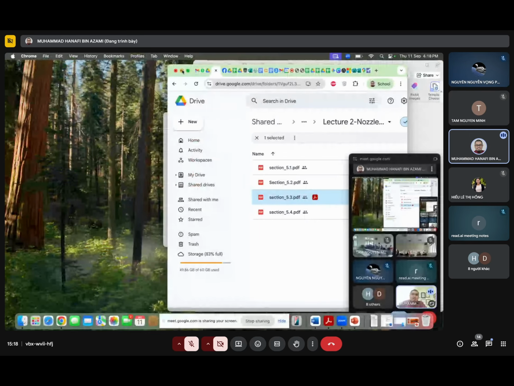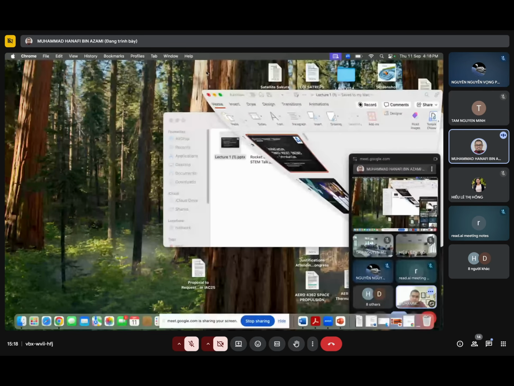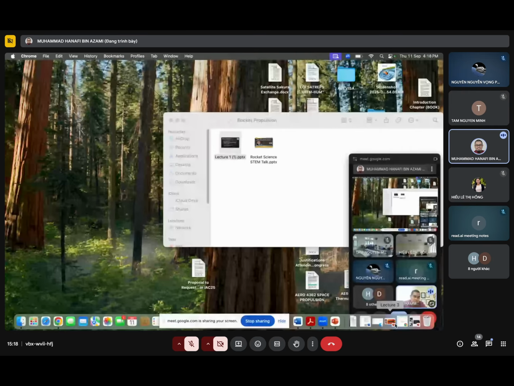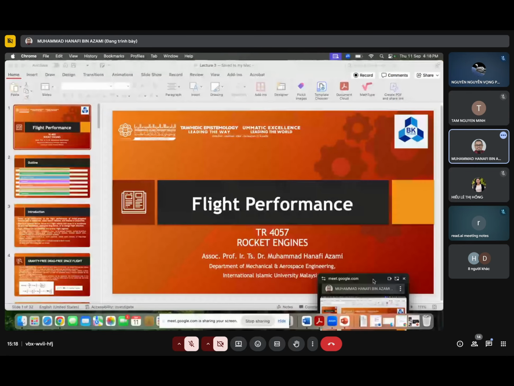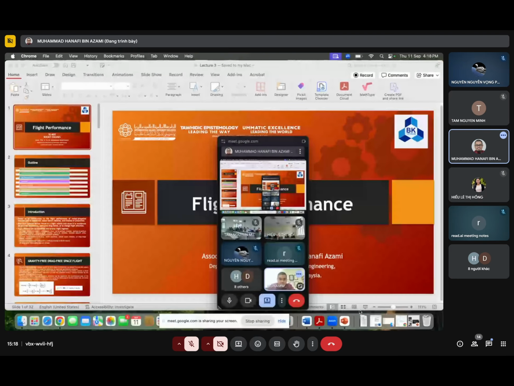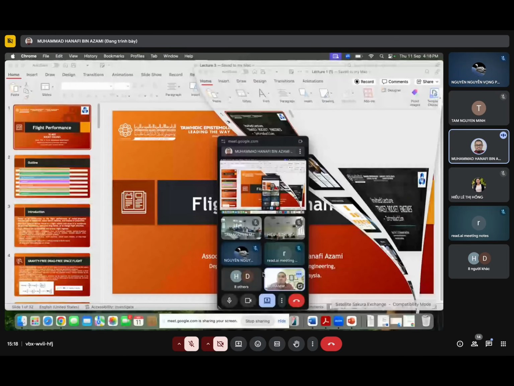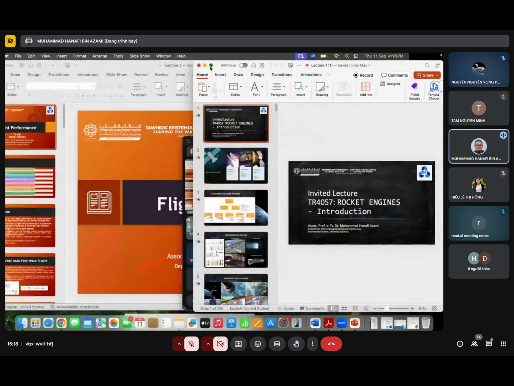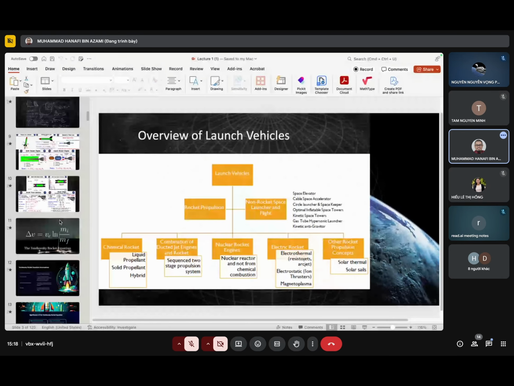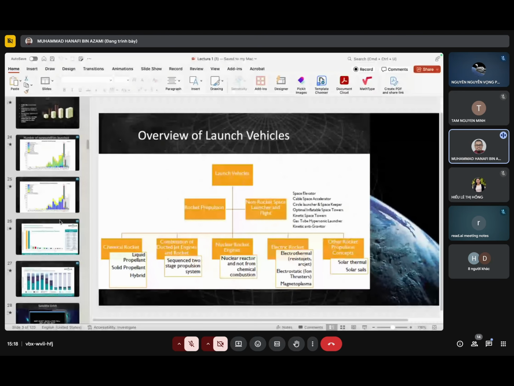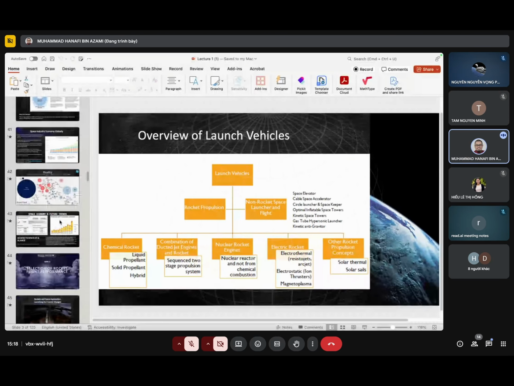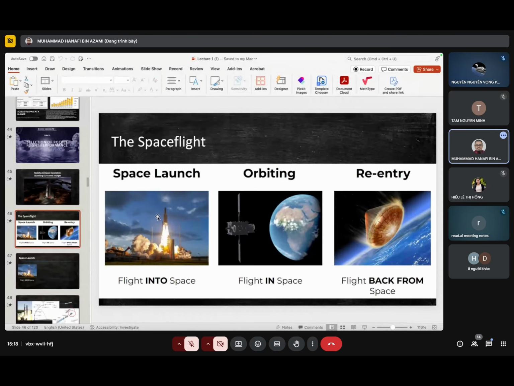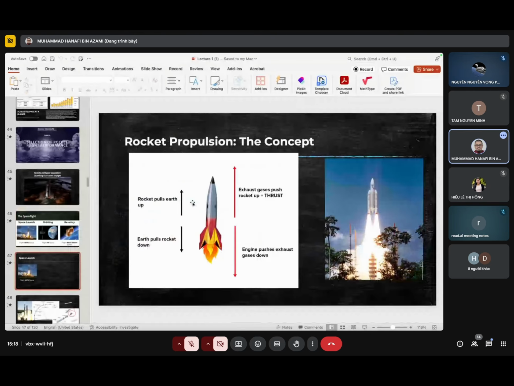So now, let's come back to my chapter. My chapter is related to flight performance. Let us recall from my first lecture that in a flight, you have launch, orbit, and re-entry. So now we are talking about flight performance, which covers launching, orbiting, and re-entry.